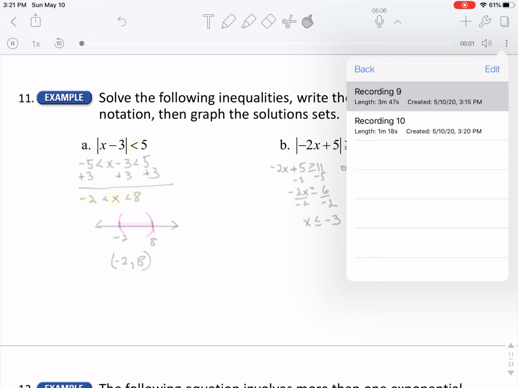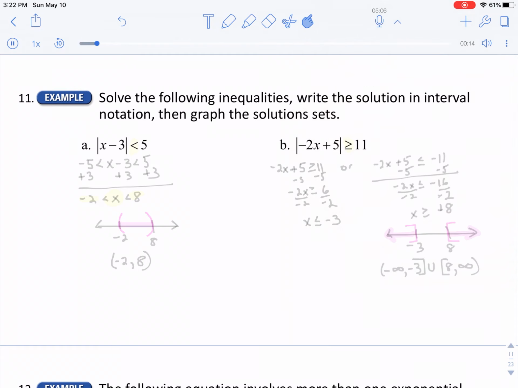This is the review for the semester exam, problem number 11. In problem number 11, it says solve the following inequalities, write the solution in interval notation, then graph the solution sets. So there's two different things happening in these two different problems. For A, there is a less than symbol, and for B, there is a greater than symbol. Both of them are absolute value problems.